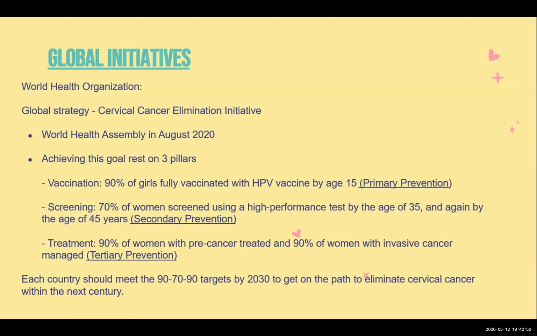Treatment includes 90% of women with pre-cancer being treated and 90% of women with invasive cancer being managed. This kind of encompasses both a bit from the secondary and tertiary prevention. So each country should meet this 90, 70, 90 target by 2030, and this will help in the elimination of cervical cancer within the next century.